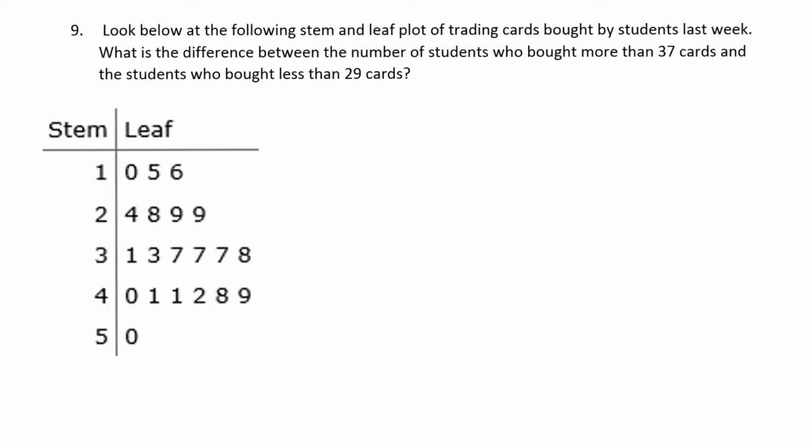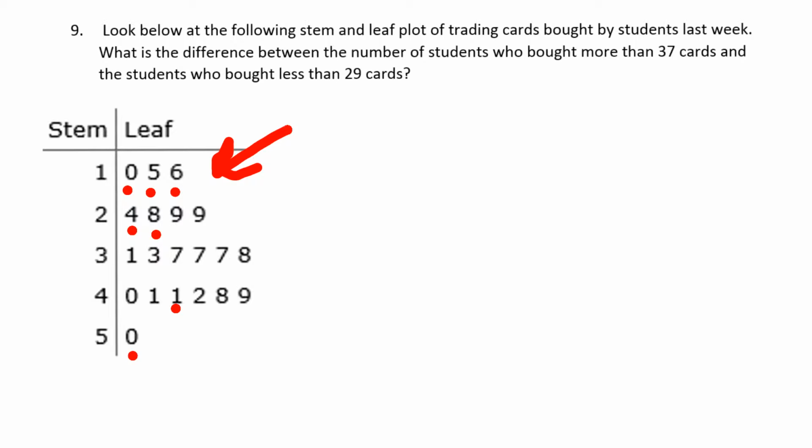So, let's read that one more time. Look below at the following stem and leaf plot of trading cards bought by students last week. So what that tells us is this is a stem and leaf plot of trading cards bought by students last week. So this student bought 10, this student bought 15, this student bought 16, this student bought 24, 28, this student bought 41, this student bought 50, etc. So that tells us all the values that the students bought in trading cards.